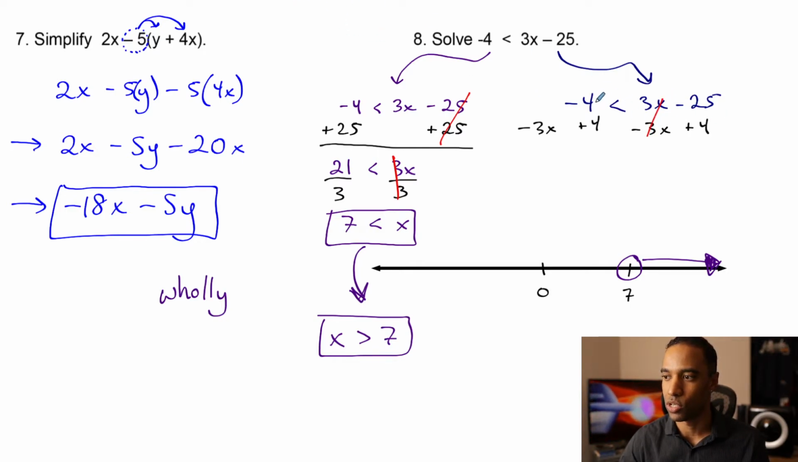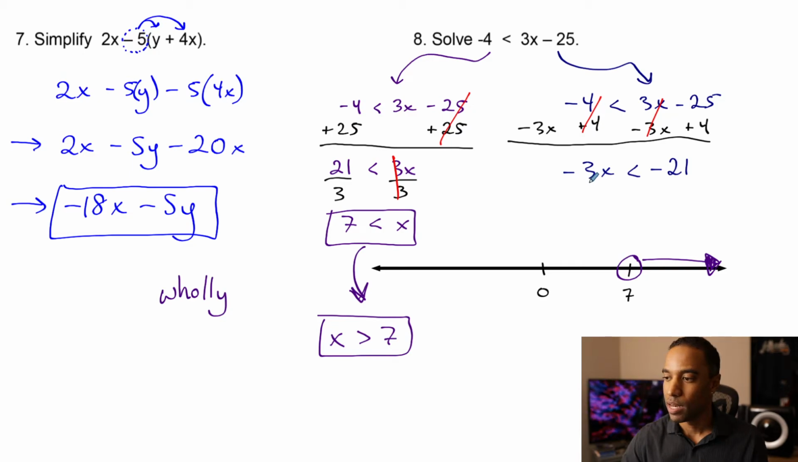3x minus 3x is 0. Negative 4 plus 4 is 0. Those go away. And now I have negative 3x on the left side is less than negative 21 on the right side. Okay, and now you divide both sides by negative 3, and here's the part where you have to be careful. Once again, we are dividing by a negative. That means the inequality should flip. So instead of writing x is less than positive 7, negative divided by negative is a positive, notice this has to flip around.